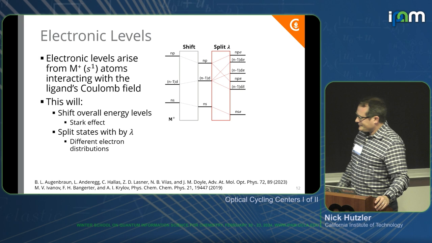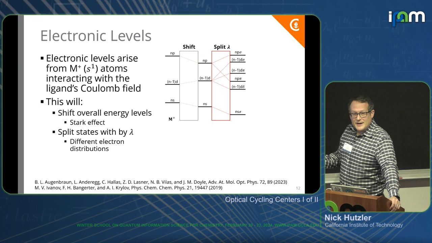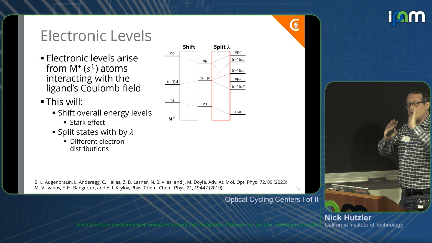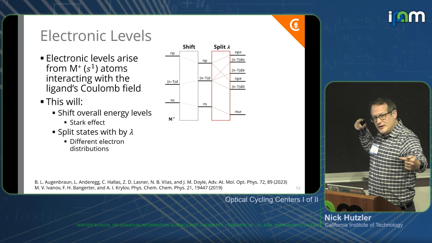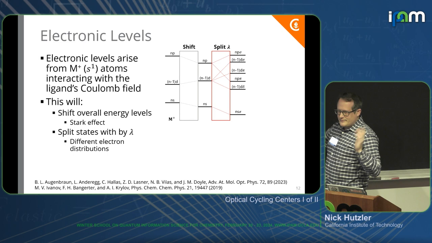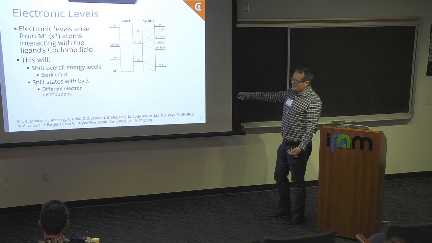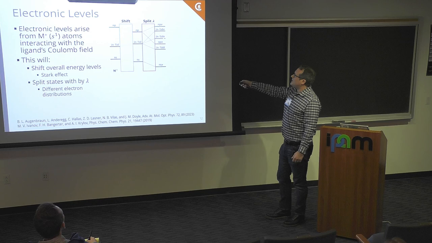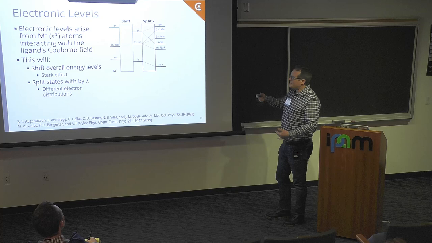The next thing that will happen is you'll split states by lambda. If you still had spherical symmetry, these lambda states would all be degenerate. But once you add an electric field, you break spherical symmetry, you only have cylindrical symmetry, and you'll split the levels by different lambda. Lambda is the projection of L on the internuclear axis, which is the direction of this electric field. It shifts again. This d state, for example, splits into a d sigma, a d pi, and a d delta, and the p splits into a p pi and a p sigma, et cetera. They all spread apart, and you get a lot more complexity.